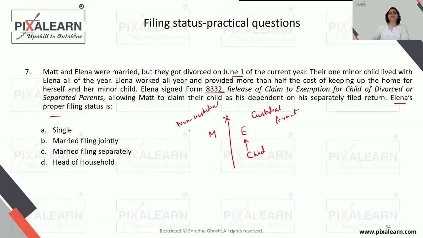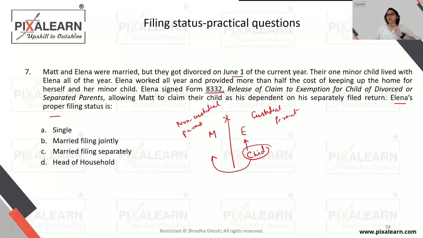The law says whoever is the custodial parent can claim the child as a dependent on their return and can also claim the HOH status. Now see, E signed a form in order to release the claim for exemption of the child. That means now the child is being claimed as a dependent on M's return, allowing M to claim their child as a dependent on his separately filed return. What is E's proper filing status? What could be the filing status for E? What will be the filing status?